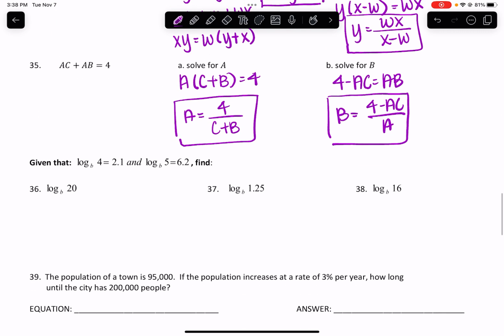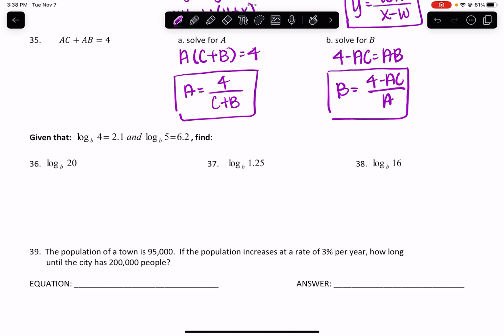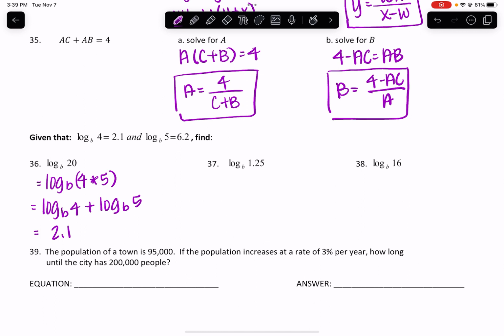Okay. Here we're going to use properties and the numbers they gave me. So log base B of 20 is 4 times 5. So that is the log base B of 4 plus the log base B of 5. So that is 2.1 plus 6.2, which is 8.3. Okay.